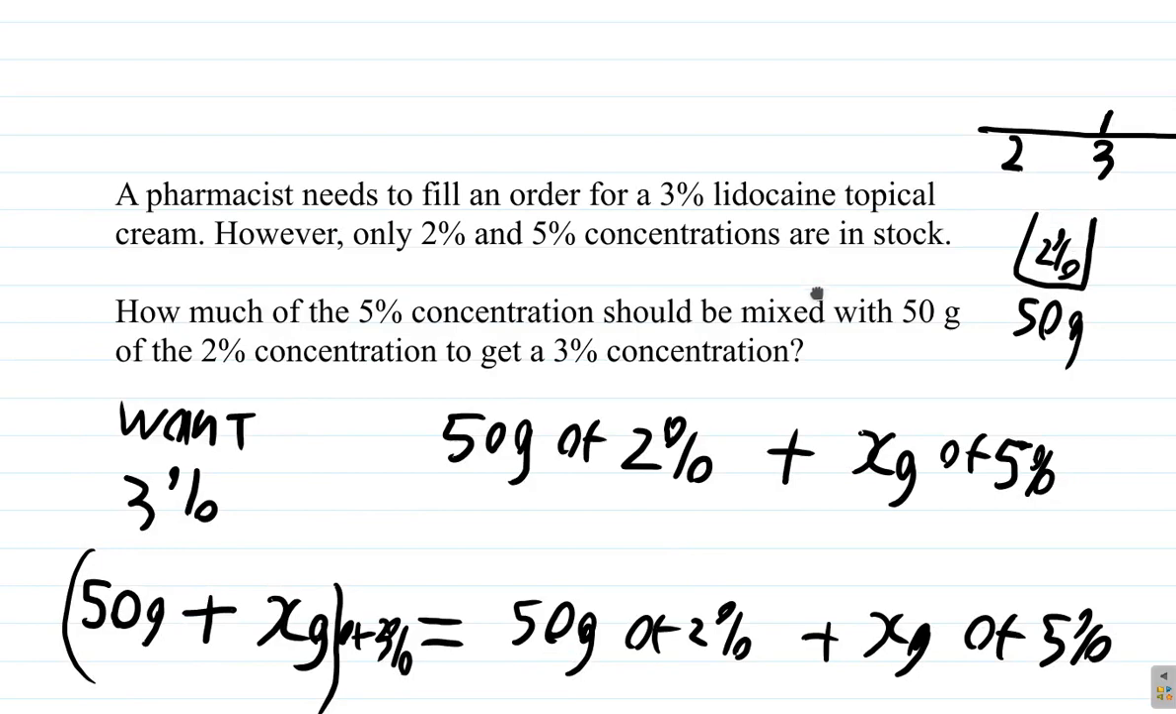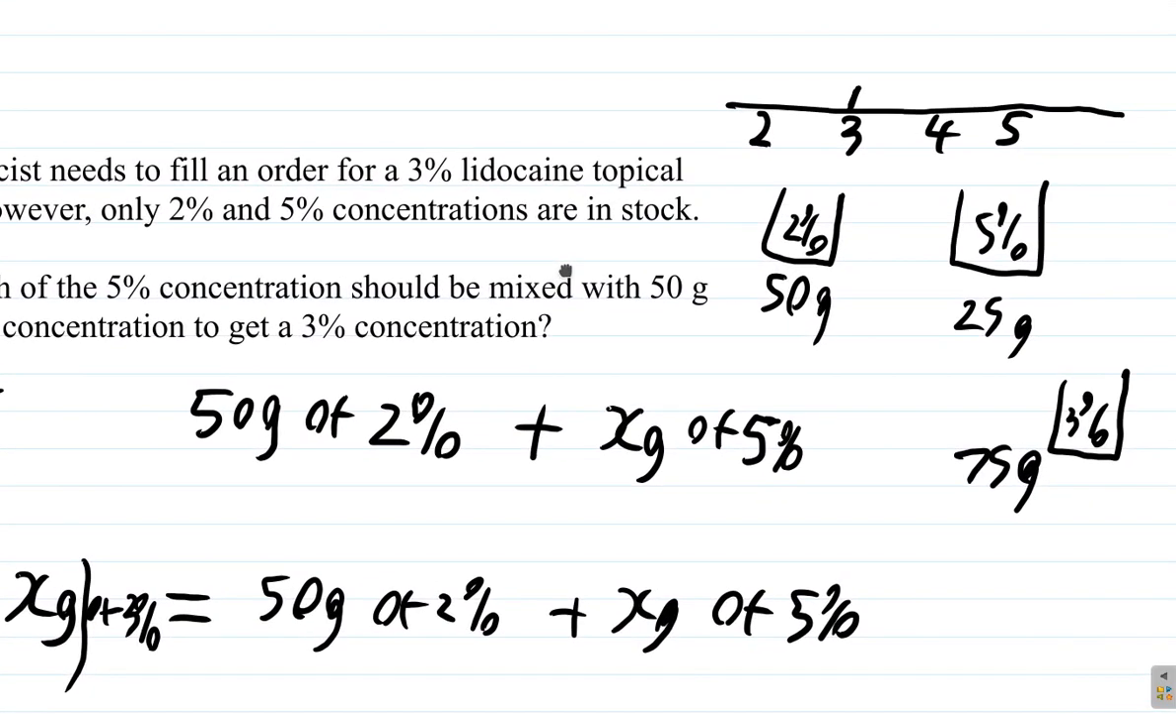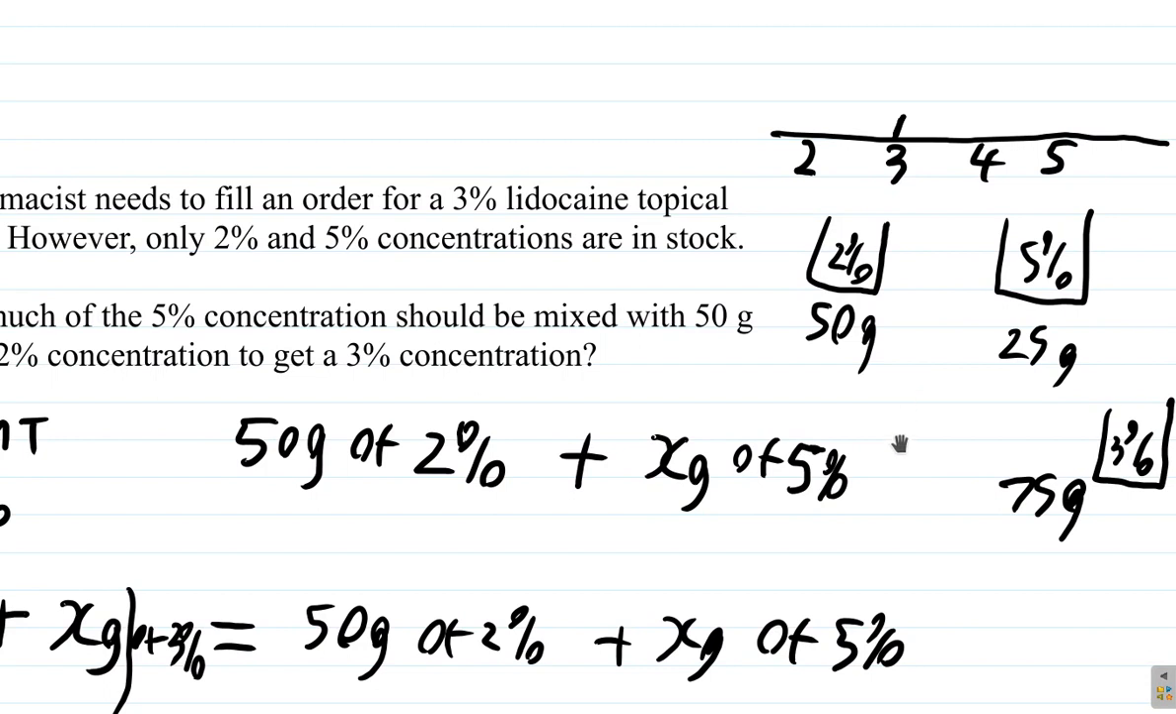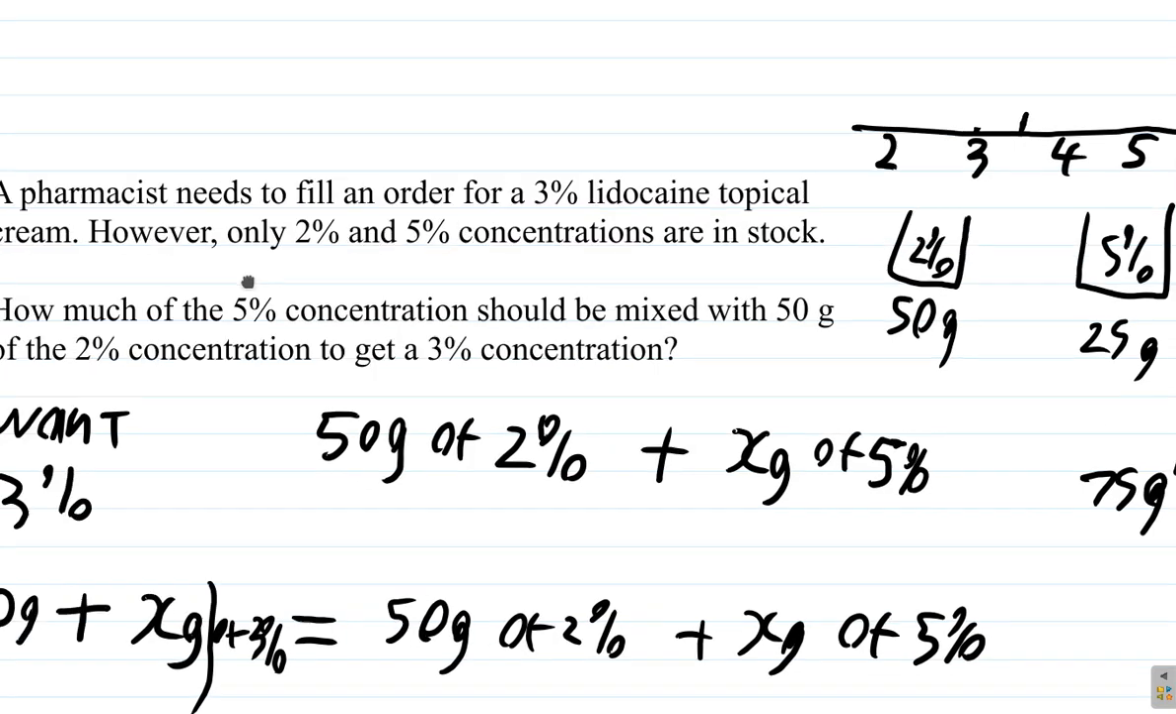Now, here, we look at this little chart here. And we see that this is what we have. Now, I want to do a little modification. Suppose what we want is not 3%, but we want 3.5% concentration. Let us look at what would happen.